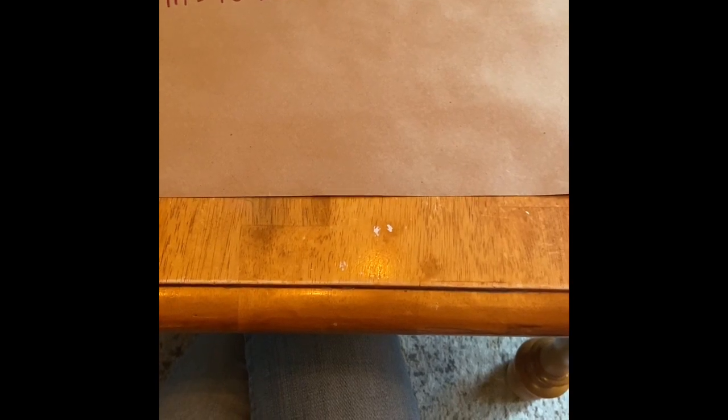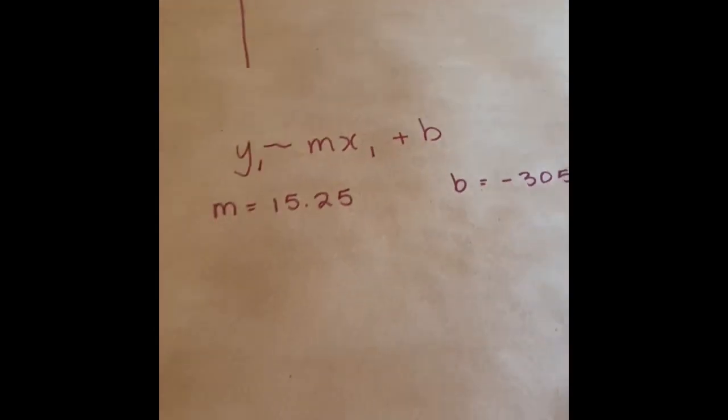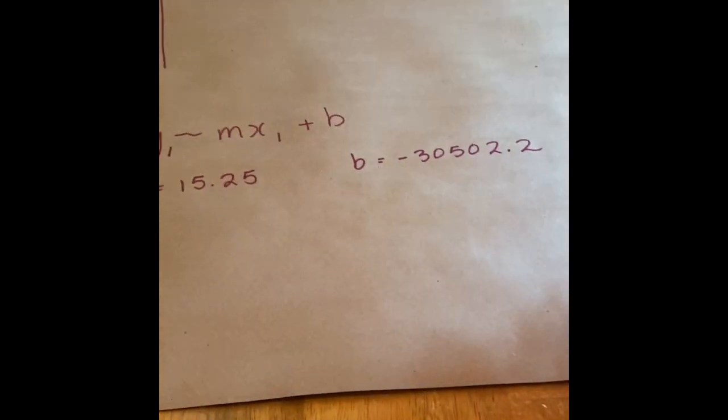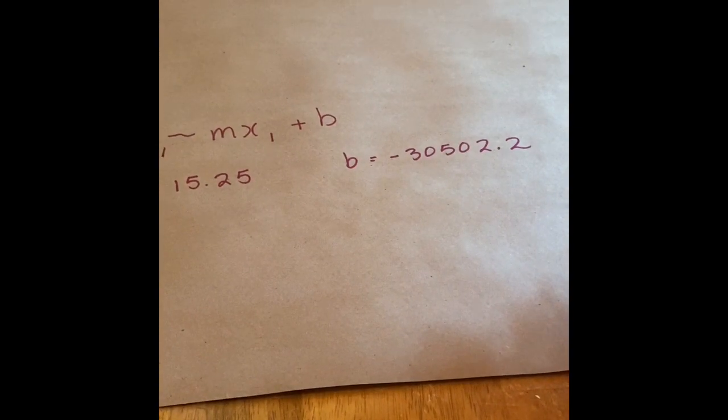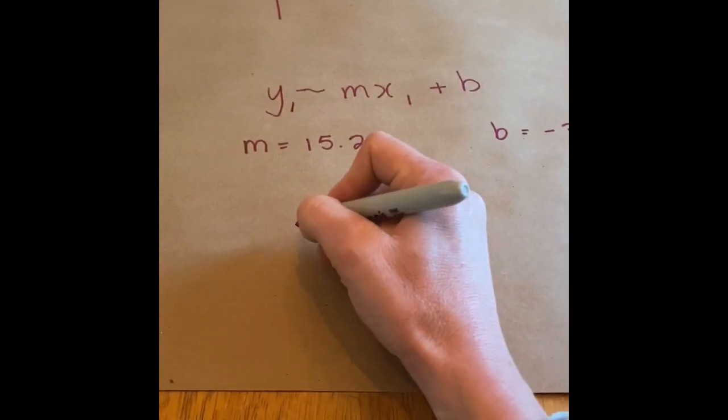Okay, so grade 9s, what you'll see on your screen is something that says y squiggly line mx1 plus b. Actually, it should be y1. Let me fix that. And it says that the m is 15.25 and the b is negative 30,502.2. What does that mean? It means that we have an equation.